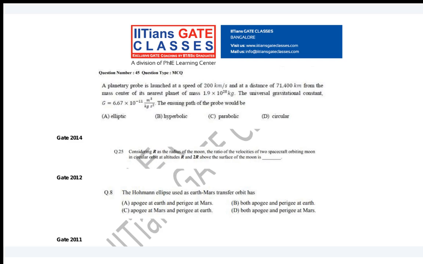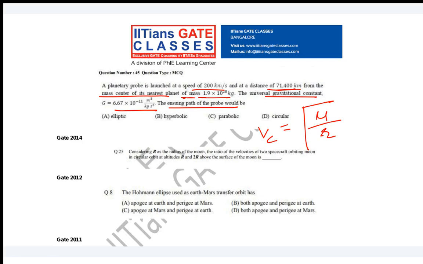Now this question again is the same as the previous. What is given? A planetary probe is launched at a speed of 200 kilometer per second and at a distance of 71,400 kilometer from the mass center of the nearest planet. Mass is given. Universal gravitational constant is given. They are asking what is the path of the probe. So again, guys, we have to check velocity. At this radius, what will be the velocity? For circular, it is root of mu upon r, and mu is nothing but G M. G is known, mass is known. So we find circular, then find parabolic, and you will come to know what the path is.